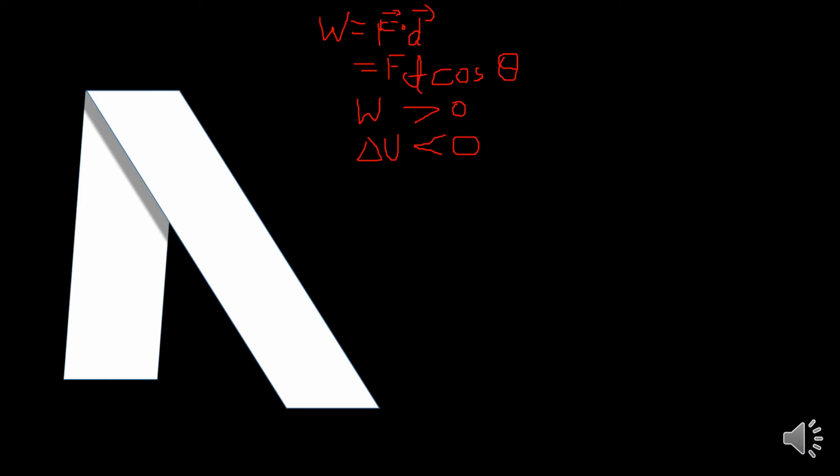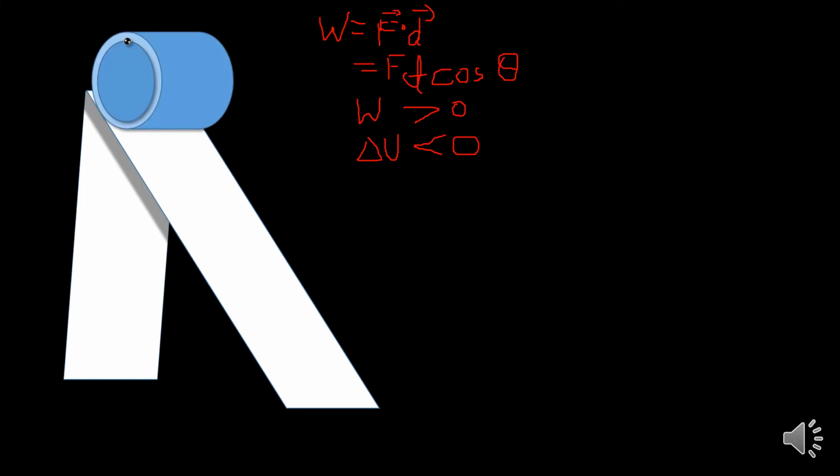So let us consider an inclined surface and place a cylinder on it. Now we know that when the cylinder is on its own, it will try to roll down. Why? Because mg sin theta is acting downward. So the force of mg sin theta is downward and the displacement is also downward.